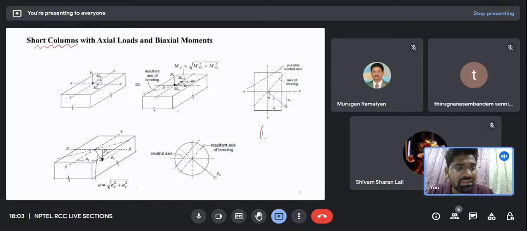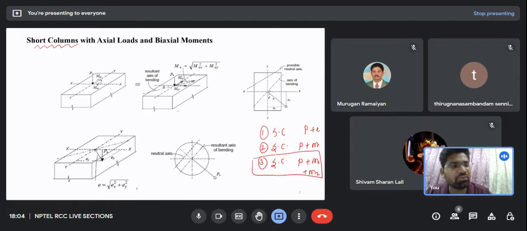In the previous class we studied short columns with axial load and accidental eccentricity. The second case we studied is a short column with axial load and uniaxial moment. The third case, which we are going to study today, is a short column with axial load and biaxial moments. So let's see what it is.